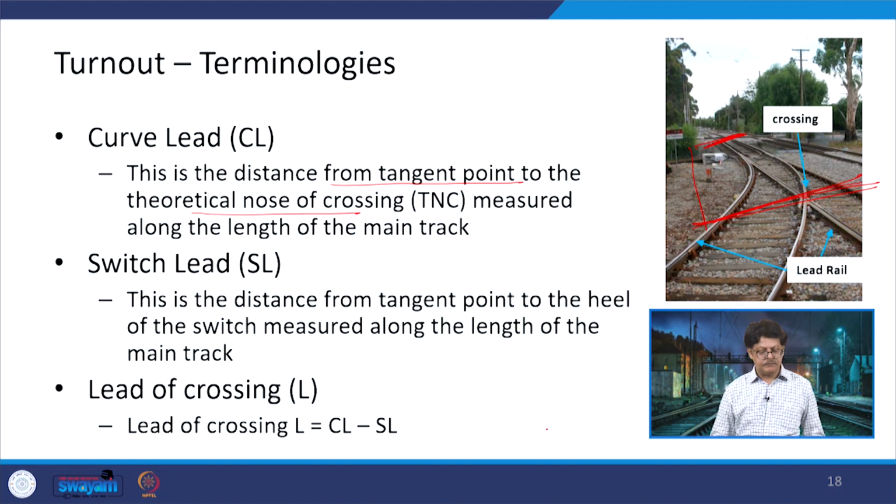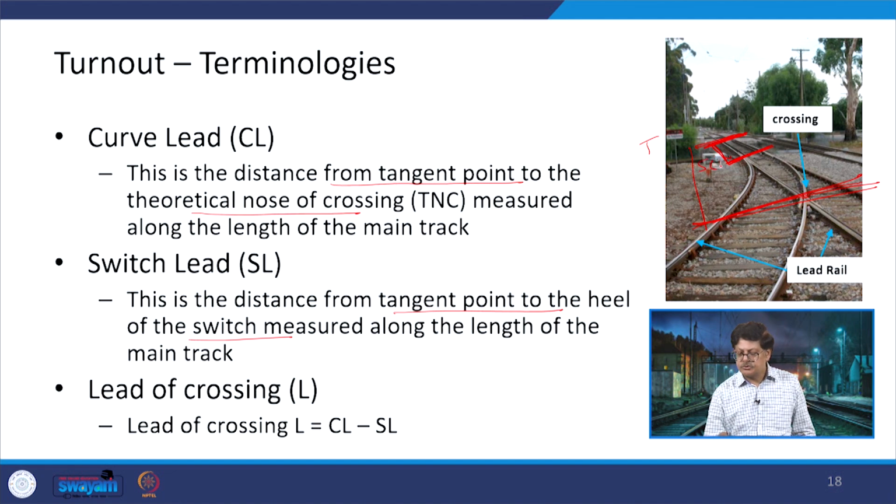Then switch lead: this is the distance from the tangent point to the heel of the switch measured along the length of the main track. So, again this is a tangent point, and from there we are coming to the heel. The heel of the switch is somewhere here. So, this distance, that is the switch lead.